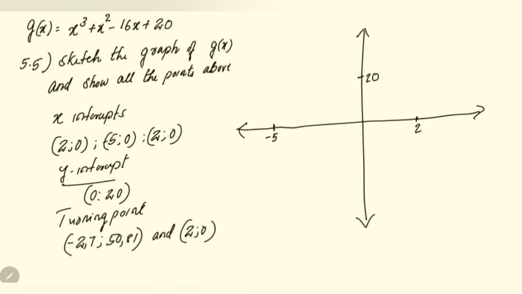That is the y-intercept. Now the turning points. One turning point is (2, 0). That is this x-intercept itself. I told you already. Then the next one is (-2, 7), somewhere here. Then (50/81) is above 20, somewhere here. I'm just writing. So that point is somewhere here. You get it? You see that? So this one is the maximum turning point. That is like this. And this one is the minimum turning point, or local maximum and local minimum.